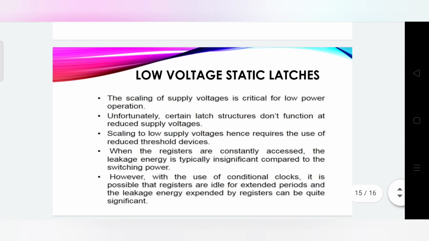Next one is low voltage static latches. The scaling of supply voltage is critical for low power operation. Unfortunately, certain latch structures don't function at reduced supply voltages. When the registers are constantly accessed, the leakage energy is typically insignificant compared to the switching power.